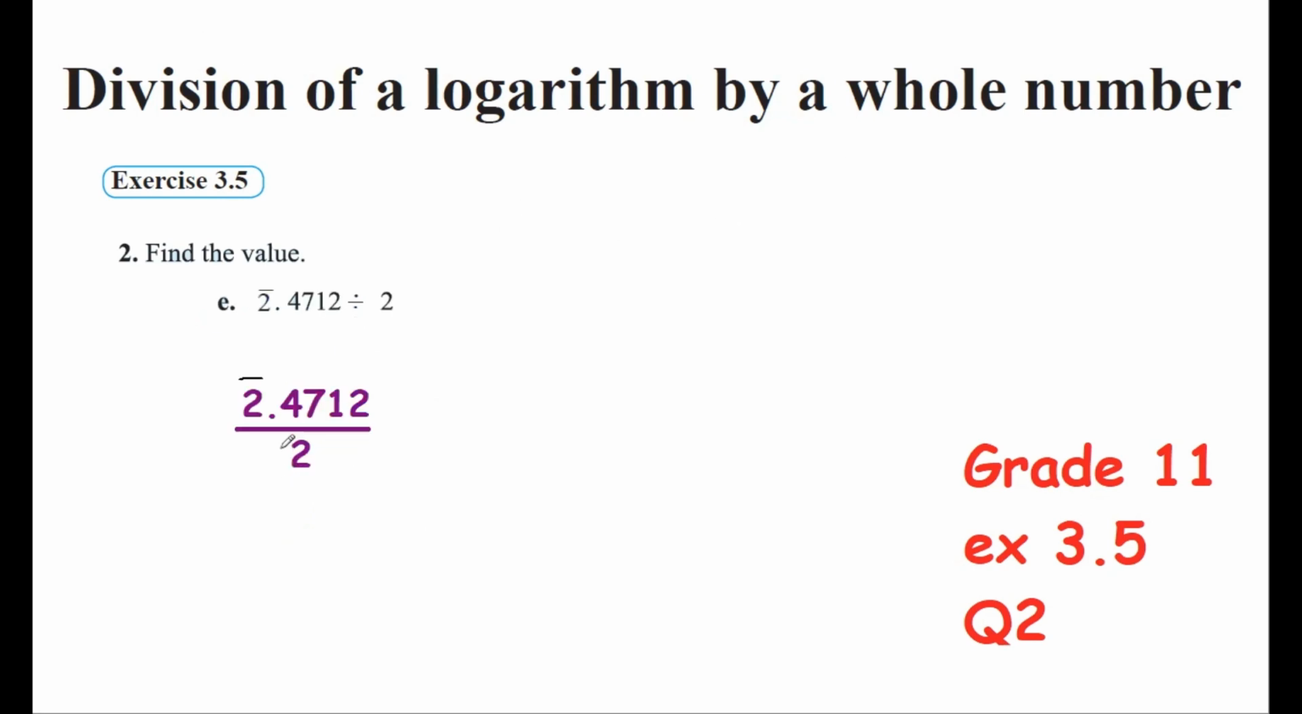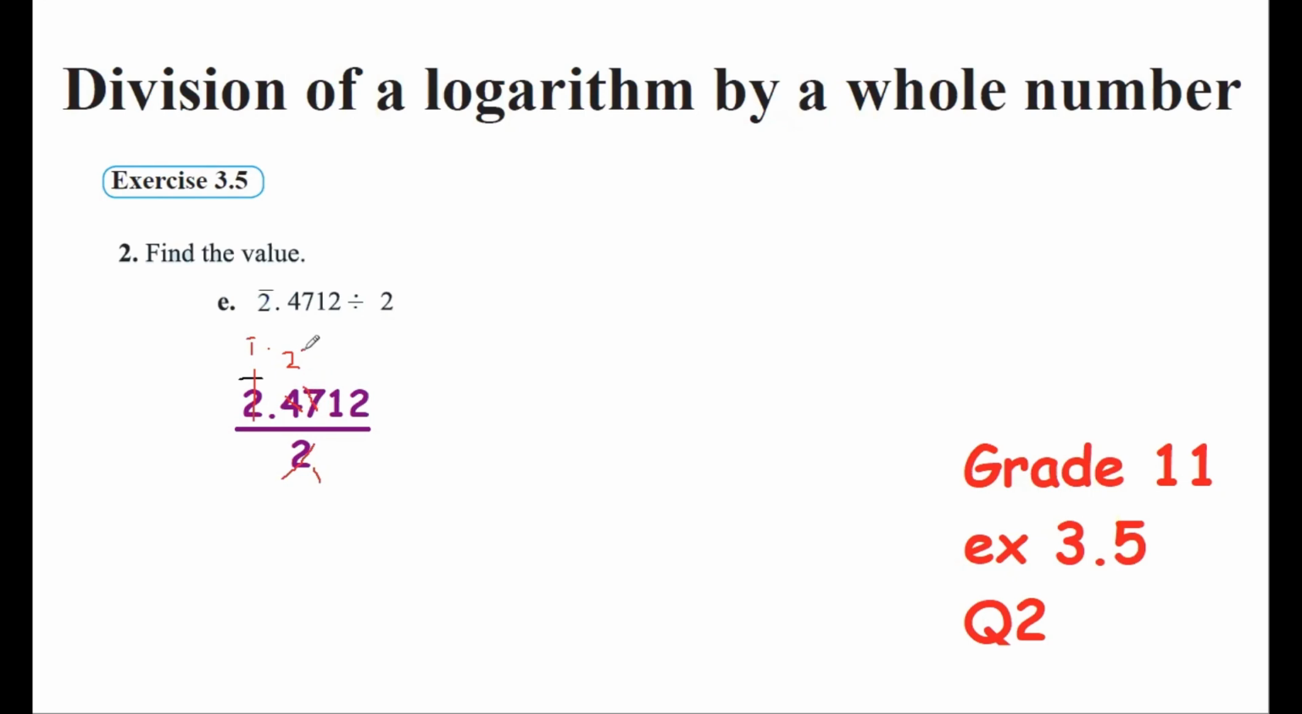E, bar 2.4712 divided by 2. Okay, let's start dividing. How many 2s are here? 1. How many 2s are in bar 2? There will be bar 1. Because bar 2 you can divide, it's a divisible number. 0.4 has how many 2s? There will be 2. And 7 has, there will be 3.